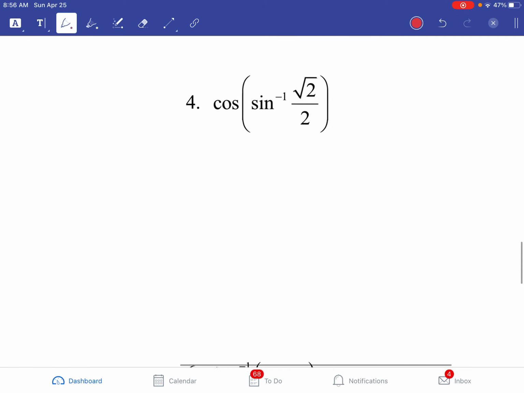Number 4. We're doing the inverse sine of root 2 over 2. Now in this case, again, for the restrictions on sine, we're looking at the right-hand side of the unit circle. So where's the y value, positive root 2 over 2? That's at pi over 4. And the cosine of pi over 4, looking at pi over 4 again, what's the x value at pi over 4? It is root 2 over 2.